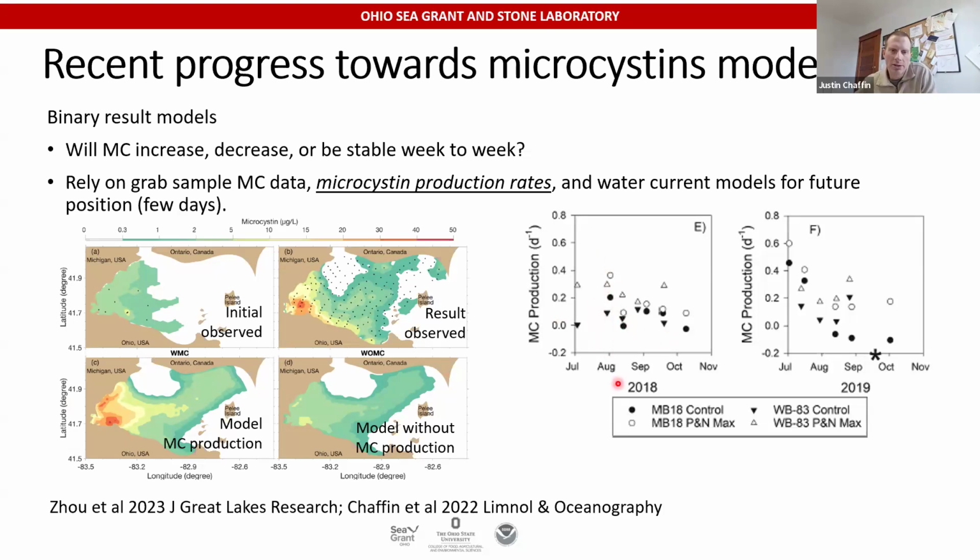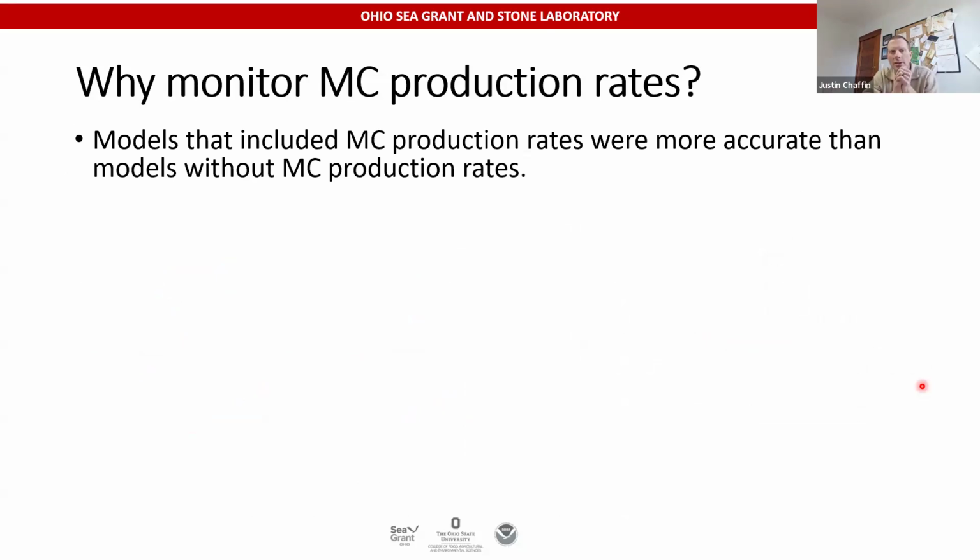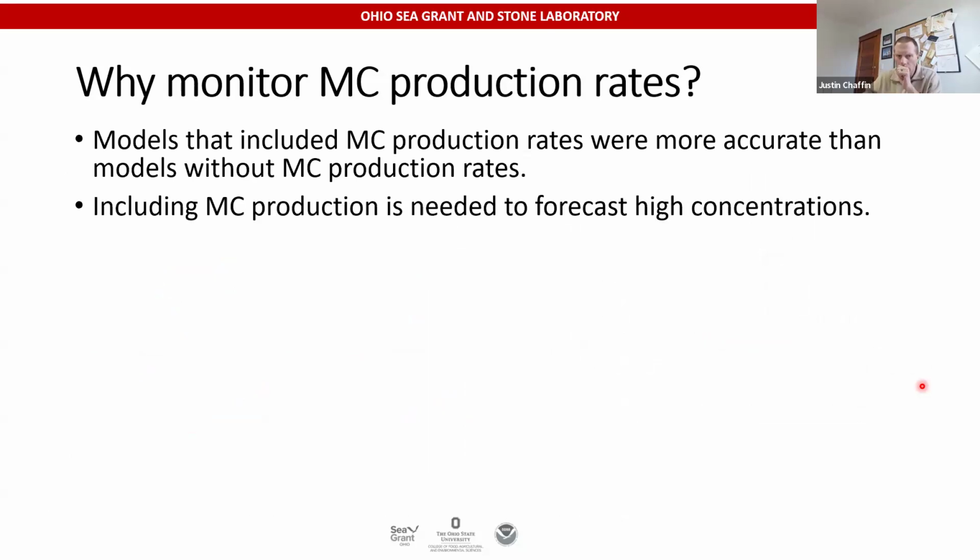And with microcystin production rates, these are data from 2018 and 19 that we have a more limited data set on. But we see that production decreases from July through into October. So we have the highest production occurring in July and lower production occurring in September and October. So this project that we've been working on is monitoring microcystin production rates. So question, why do we want to monitor production rates? Well, we know that models that included microcystin production rates were more accurate than models without microcystin production rates. We know that including microcystin production rates into those models is needed to forecast those extremely high concentrations that might occur in Maumee Bay or along the shorelines.